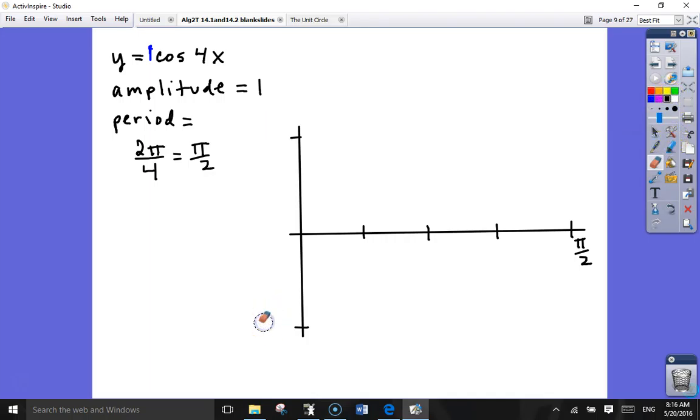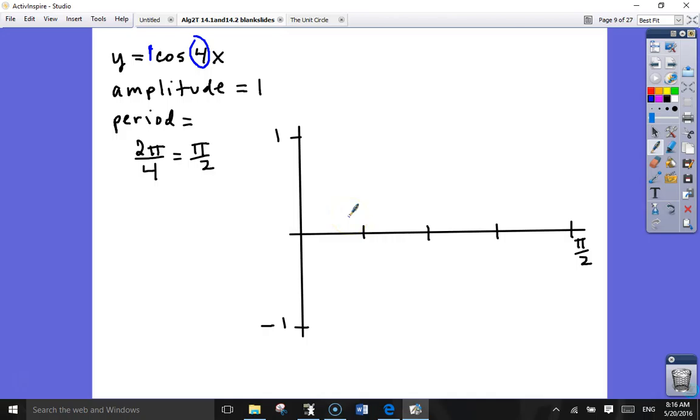Negative 1, 1. Okay, back to blue. Okay, the period, it'll be 2 pi divided by whatever that number is, the b right there. So 2 pi divided by 4 is pi over 2. So I'm going to label this thing with pi over 2 on the right.